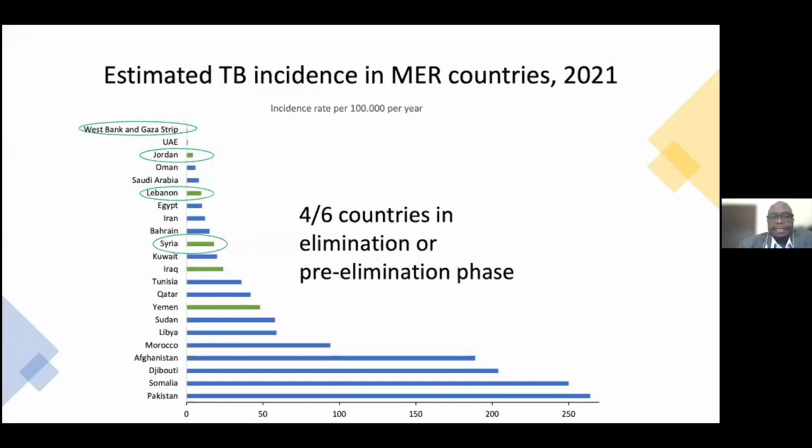So 4 out of the 6 countries that we have are in elimination or pre-elimination phase. And what that means is countries have to increase coverage to achieve elimination. These are the slides that I'm sharing here to give you an idea, or to focus us, on why we have gone for CAD for TB in this project. Next slide.